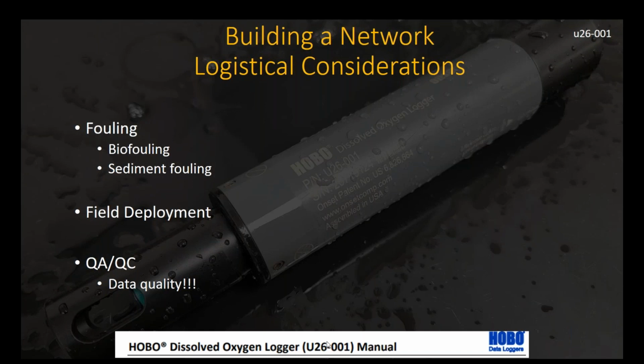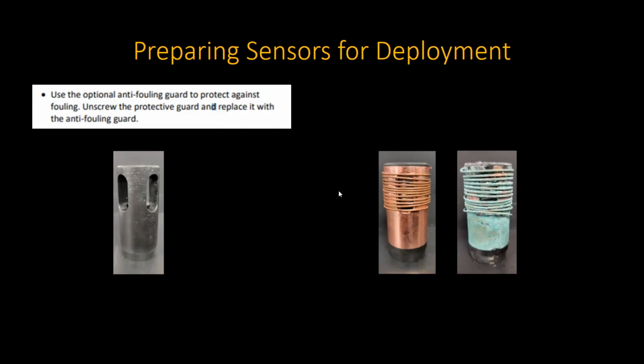So I've included here the DO Hobo logger manual, at least the top of it, just to say that we're going to reference back to that as we go through these next few slides. So preparing sensors for deployment, in the manual, right? One of the things that you're recommended to do is use an anti-fouling guard.